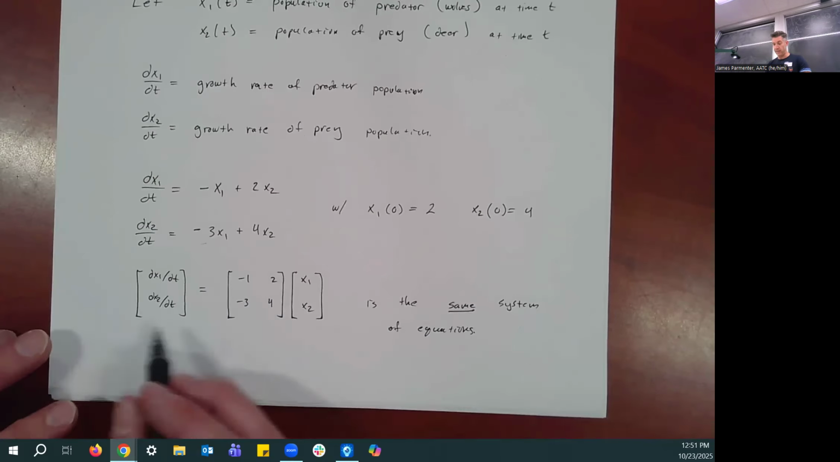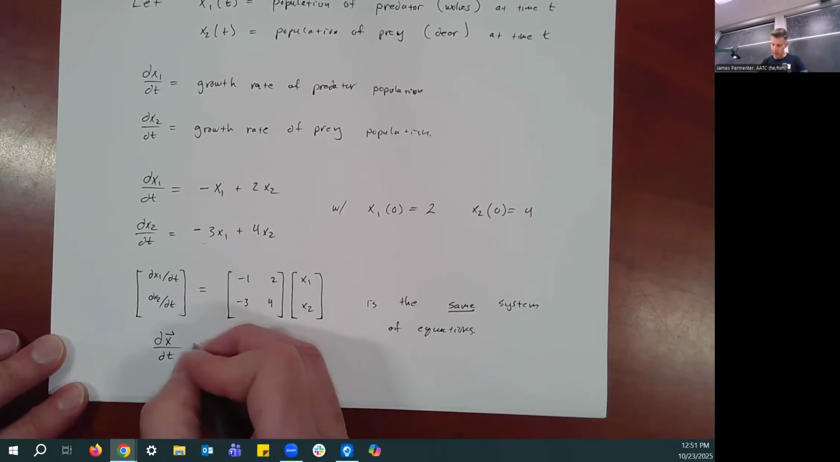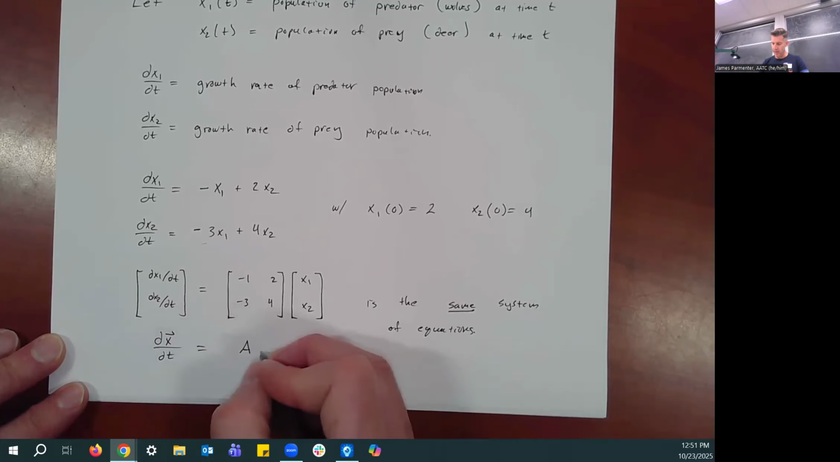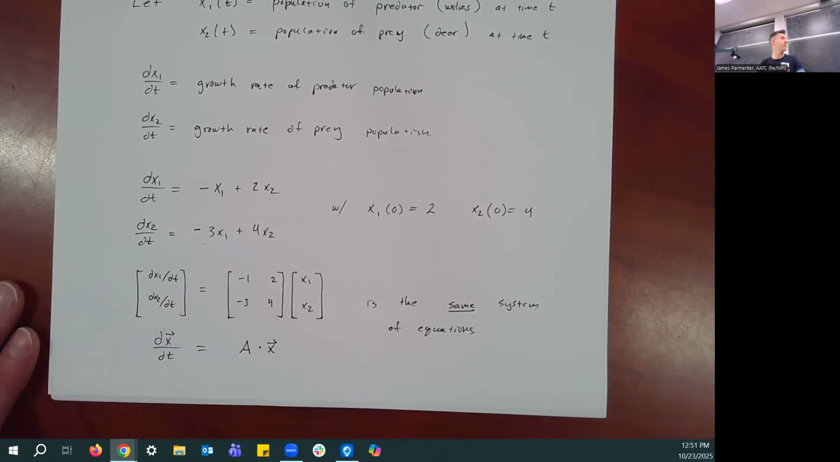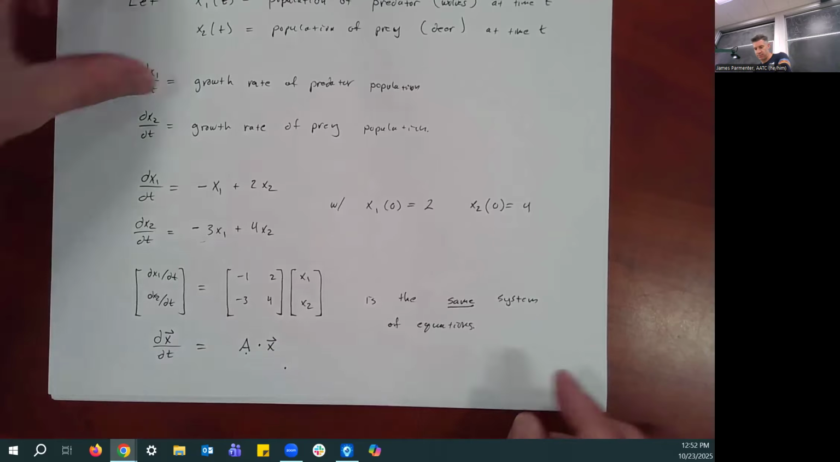This is written as vectors. This is the vector dx with an arrow over it, dt. It's the derivative vector equal to the coefficient matrix A times the variable vector x of t. Hey, that equation looks kind of familiar. It looks like the derivative is a constant multiple of your variable or your function, kind of like we started off with in class today.